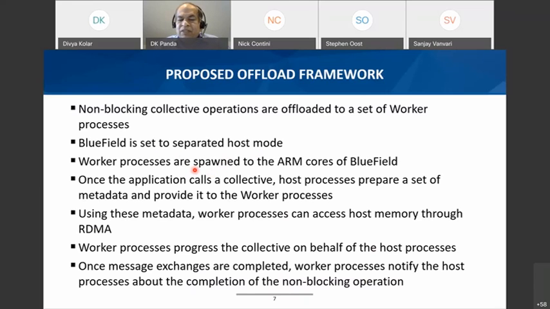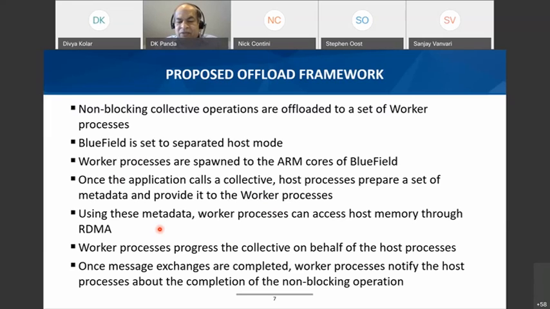And then the worker processes are spawned to the ARM cores of the BlueField. So just the main process spawns and gives some task to the ARM cores. And then once the application calls the collective, the host processes prepare a set of metadata and provide it to the worker processes. That metadata has a lot of information, and it tells the ARM cores how to do the next set of steps. It's just like the executive giving a set of instructions to the secretaries.